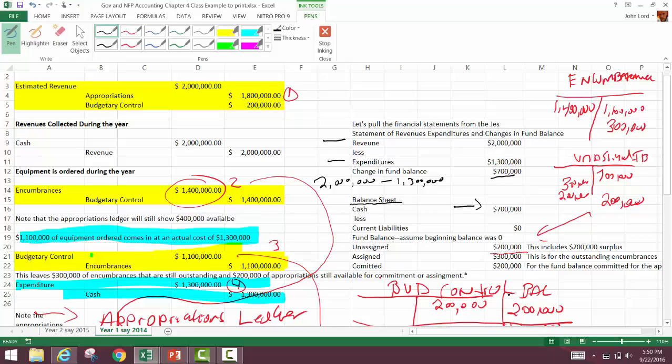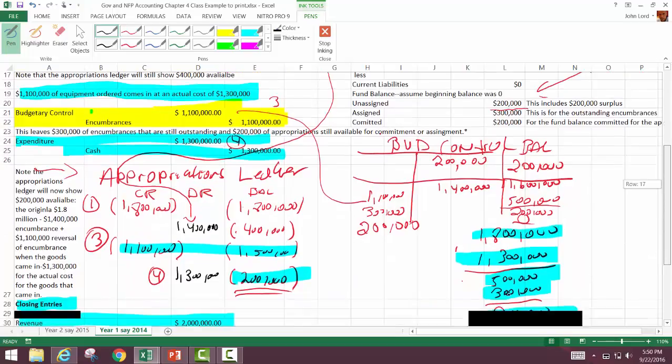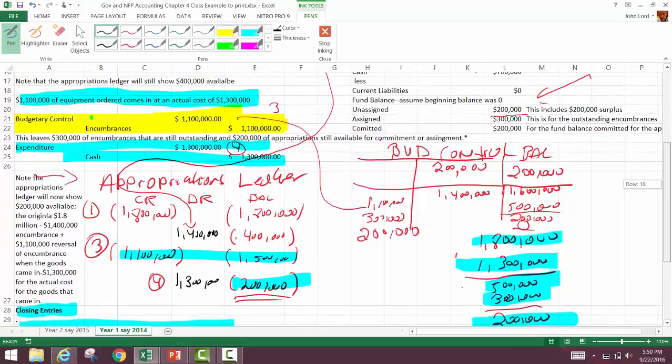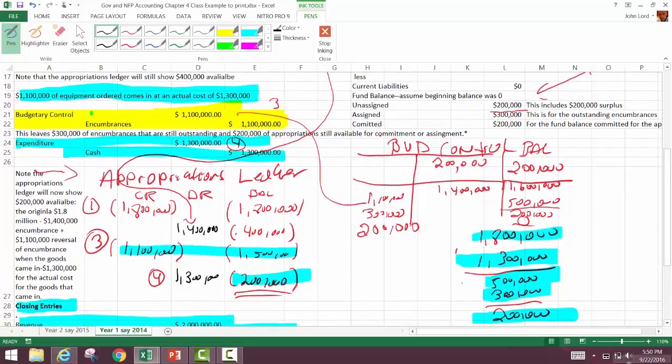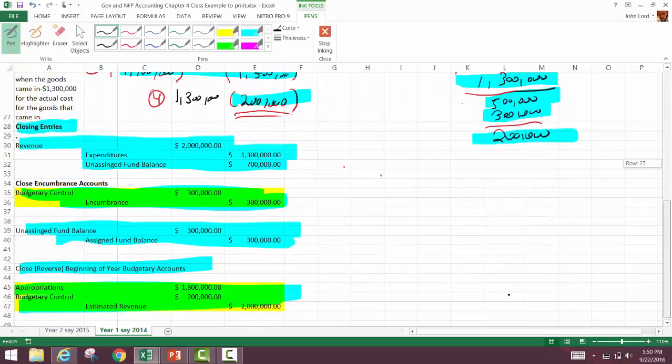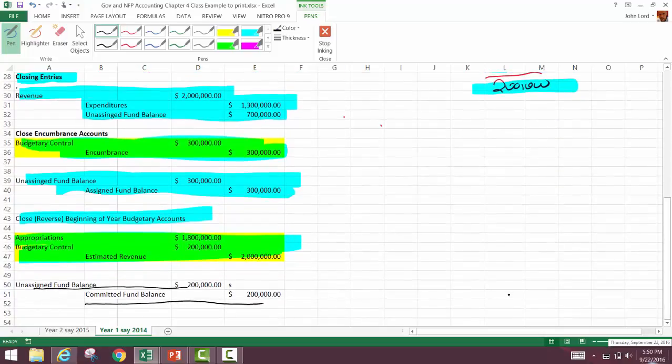I have liabilities of zero, and then my fund balance. We originally set up the unassigned fund balance at 700,000, but then we had to show that we had some that was assigned for the encumbrances, that 300,000. So when we debited the unassigned, we credited the assigned. That brought down the unassigned by 300,000, so we were left with 400,000 at that point. And we credited the assigned to put that into the assigned, right, this journal entry right here.